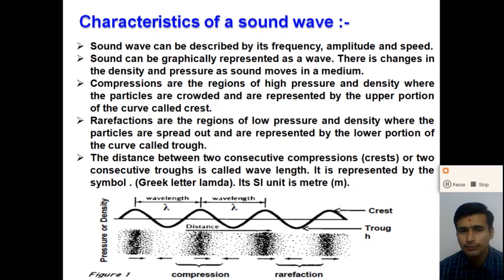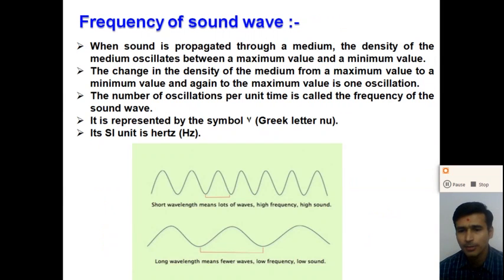So what do you mean by one oscillation? Understand, the change in the value of the density from the maximum value to the minimum value and again to the maximum value is called one oscillation, and the number of oscillations per unit time, the number of oscillations in 1 second, is called the frequency of the sound wave, right?